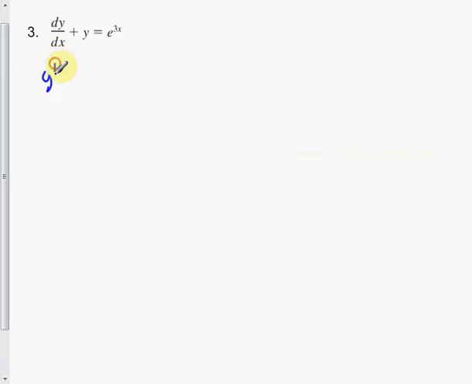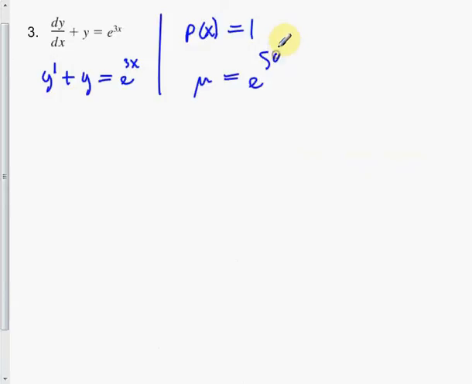So this is y prime plus y is equal to e to the 3x. Here, p of x is whatever is multiplied to y. That's just 1. So here our integrating factor, mu, is e to the integral of just dx, which is just e to the x. So I multiply everywhere by e to the x.